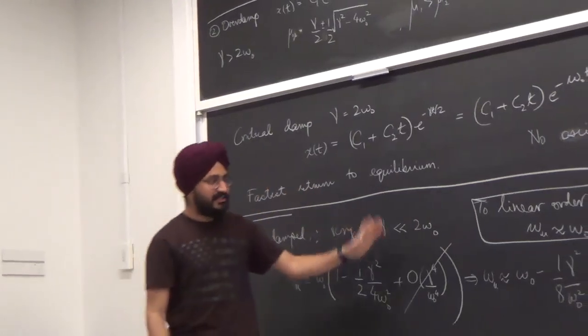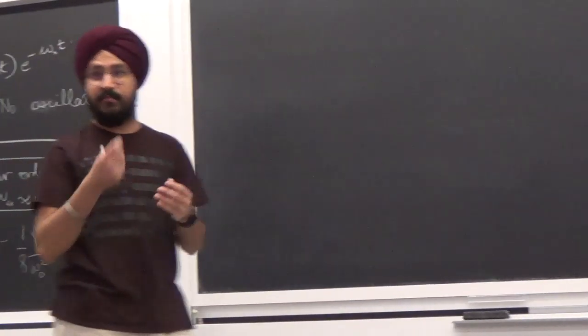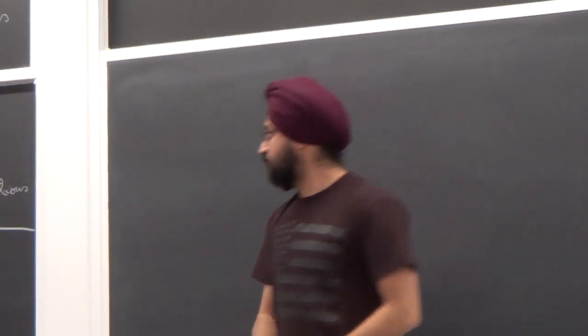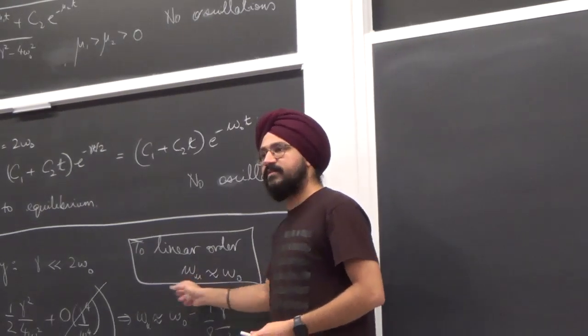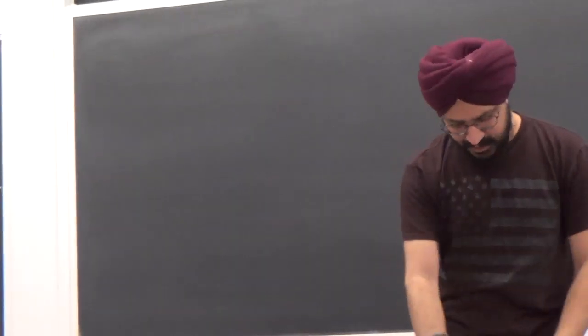So approximations form a big part of physics because not everything is going to be solvable, and we must think about what approximation is good enough for our purposes. So for linear order approximations, there is no change between omega u and omega naught. Okay, energy.